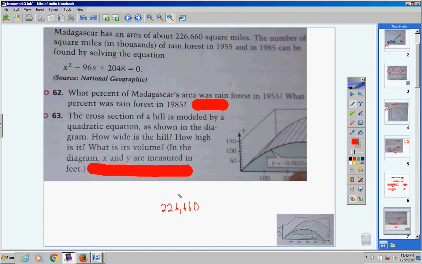We're saying the total rainforest square mileage is this. So find how much area was rainforest in 55, put that number here, and then divide, and you'll get the percentage. In other words, you're taking the actual amount of square miles in 55 and you're putting it over all of the square miles in Madagascar to get your percentage. So we have to find the amount of square miles in 1955. So here we go.